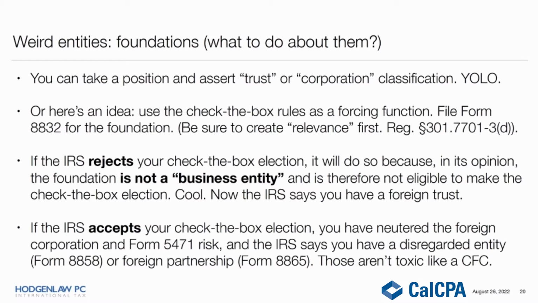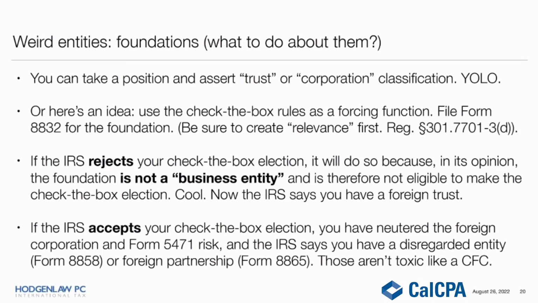Because the government secretly thinks this thing is a corporation, therefore a foreign business entity. Therefore, it's going to accept your check-the-box election to reclassify this foreign business entity as a partnership or as a disregarded entity, depending on the number of owners. On the other hand, if the IRS says, no, I'm bouncing your Form 8832, why will they do that? Well, they'll do it because you're not a foreign business entity that's eligible to make a check-the-box election.